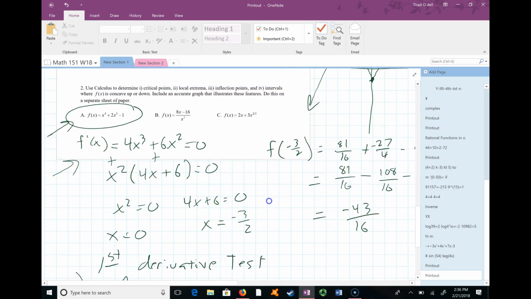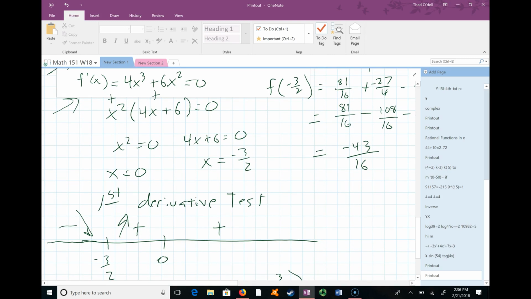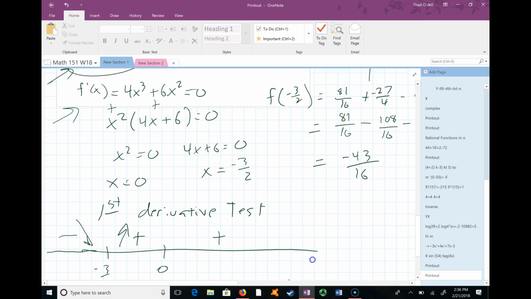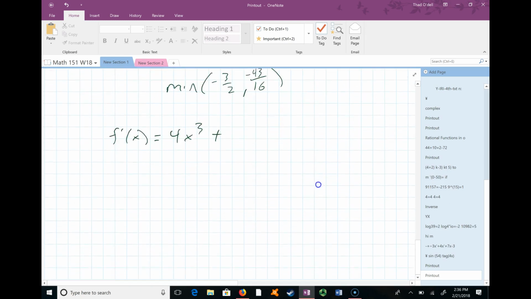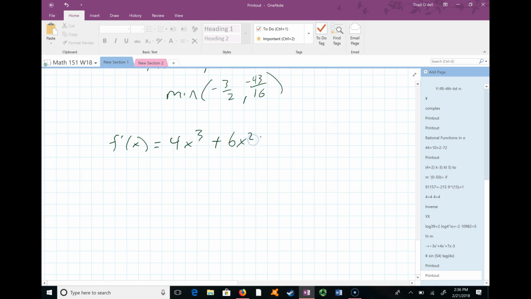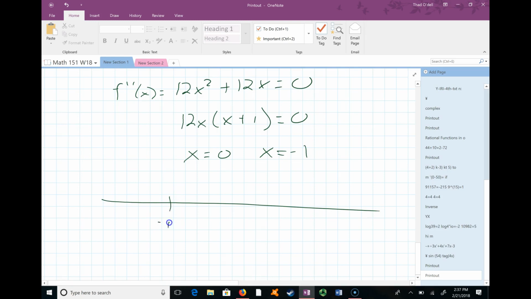Okay. Now we're going to go ahead and take the second derivative. So let's see. The first derivative is 4x cubed plus 6x squared. So if I take the second derivative, I get 12x squared plus 12x. Set that equal to 0 and factor out a 12x. That leaves me with x plus 1. So that means x equals 0 and x equals negative 1. So we'll do the second derivative test. Put in my negative 1 and 0.